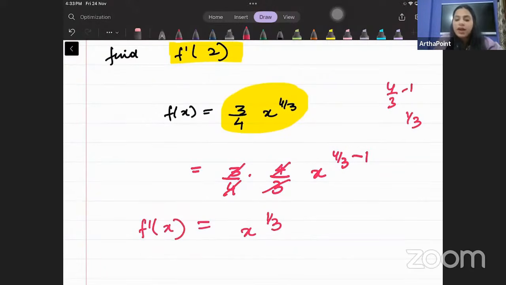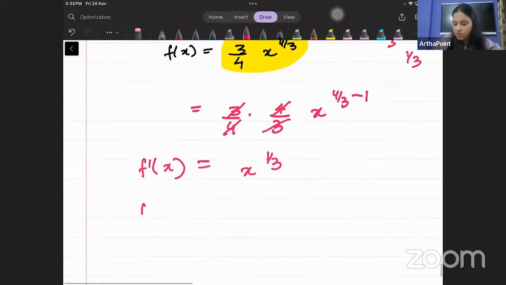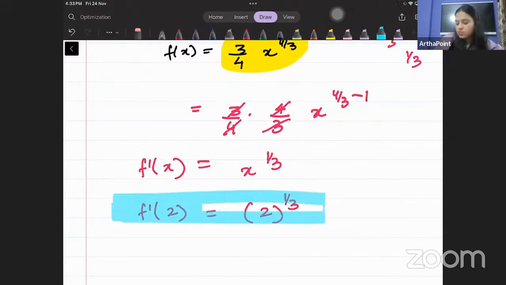Beta it says find f dash x at x equal to 2. So x की जगह पे 2 put कर देते हैं. So this is your answer. At x equal to 2. Is this clear? So this is the end of the first part of chapter number 7. I will meet you again with the next session. Okay, beta. Thank you.